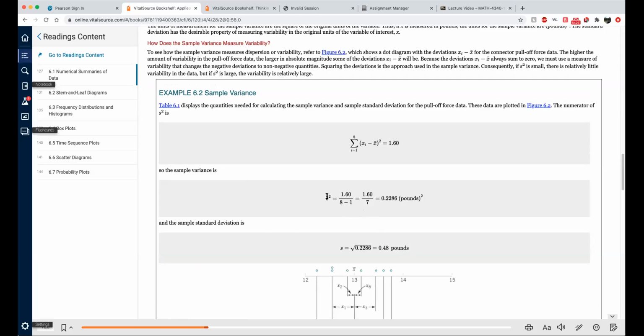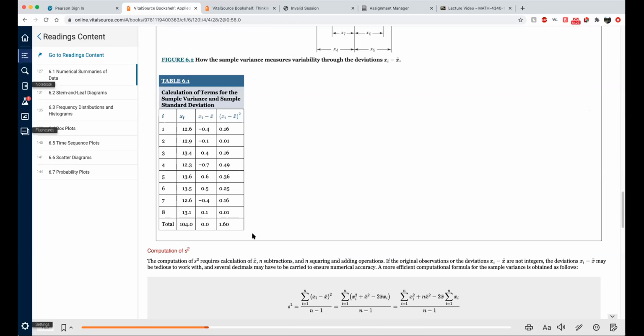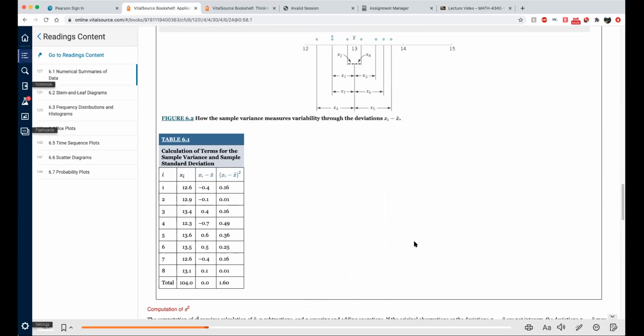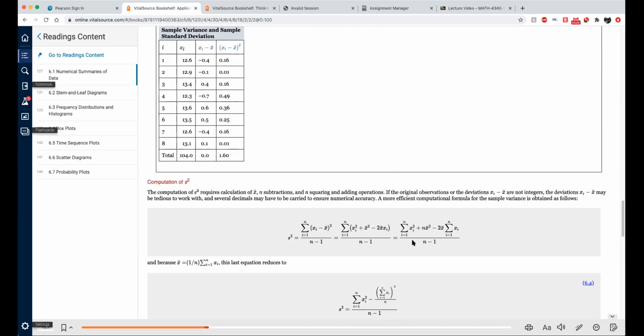So now we find the sample variance s squared, which is 1.6 over n minus 1. What is 1.6? 1.6 is the sum of xi minus x bar squared. Using the table right there, we take the sum of these numbers, then we get 1.6 divided by the number of observations minus 1, which is 7. And the sample standard deviation is going to be 0.48, because the sample standard deviation is the square root of the sample variance, right?